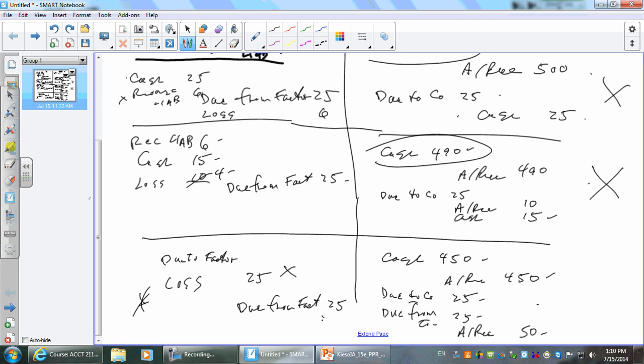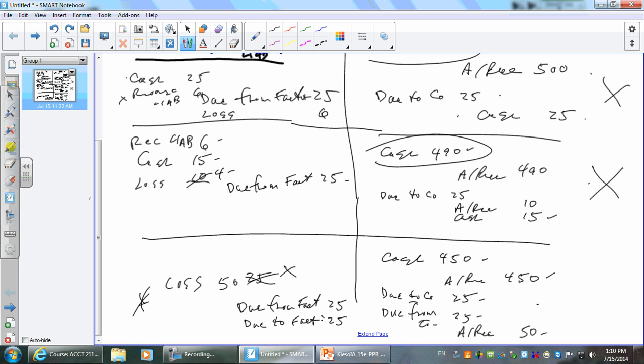How much is that going to be? Whoops, backwards. Due to the factor is a liability, right? So I get rid of the due from, the receivable is gone. Recorded due to the factor for 25. What do I have? A loss of 50. Yeah, loss of 50, I guess.